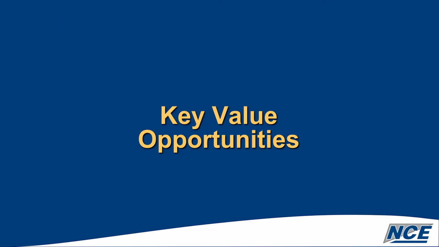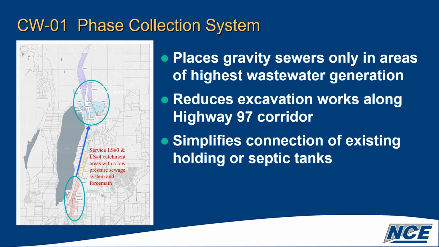So, some of the key value opportunities that we identified, and I'm just really going to click through these fairly quickly so you get a sense of them. We looked at phasing the collection system. The gravity sewers would only be in the areas where you're going to produce wastewater. There are some areas that are not going to be developed for a considerable amount of time, so why would we do that? We'll look at ways to simplify the connections to the households as we go along.